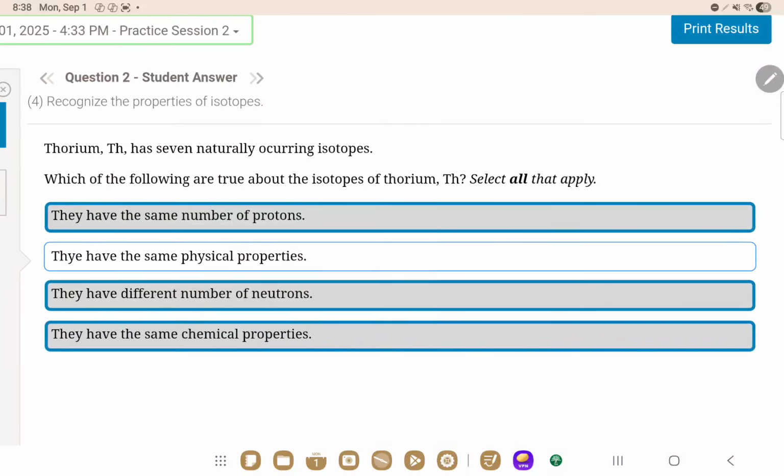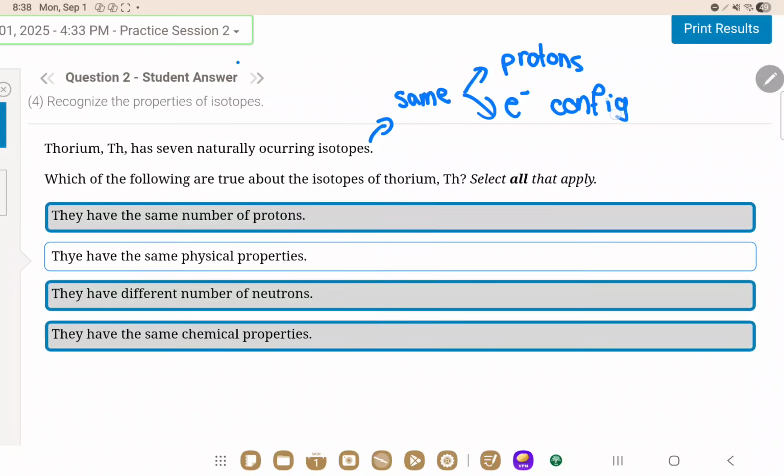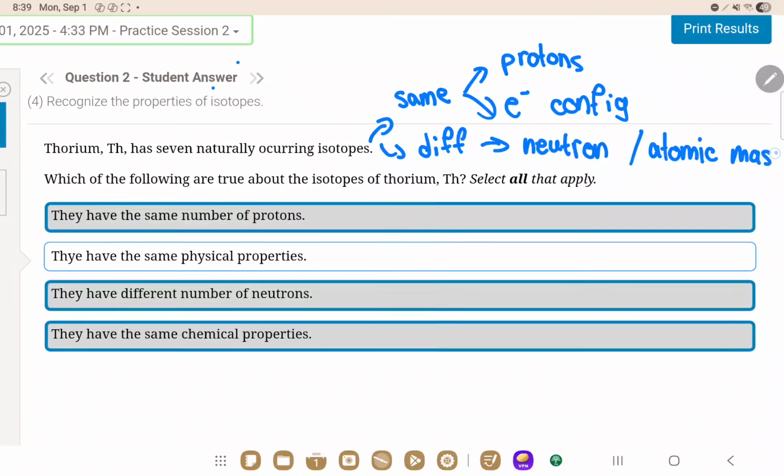Now, thorium has 7 naturally occurring isotopes. Isotopes is a word we saw last year. Isotopes is basically when we have the same protons and electronic configuration, but different neutron number, or in other words, different atomic mass. So that's the definition of an isotope.